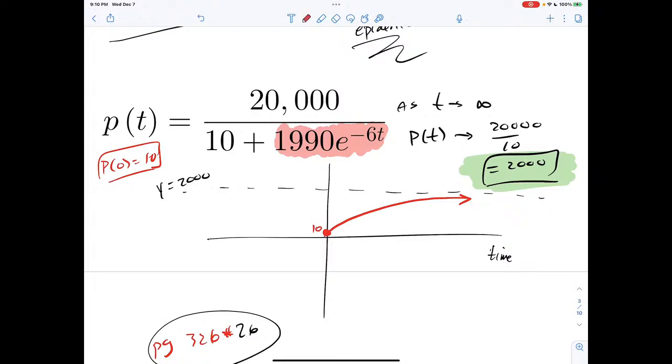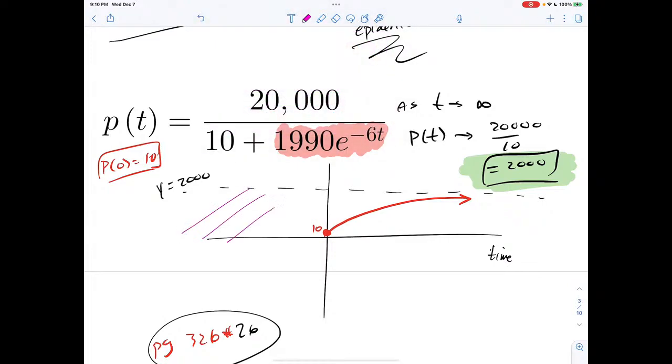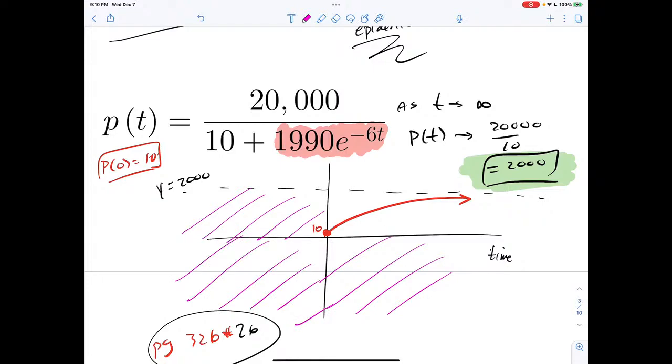Notice with this graph, anything in these quadrants makes no sense, right? You never have negative time. You never have negative population. So all of these are out. The only one that makes sense is that quadrant there.